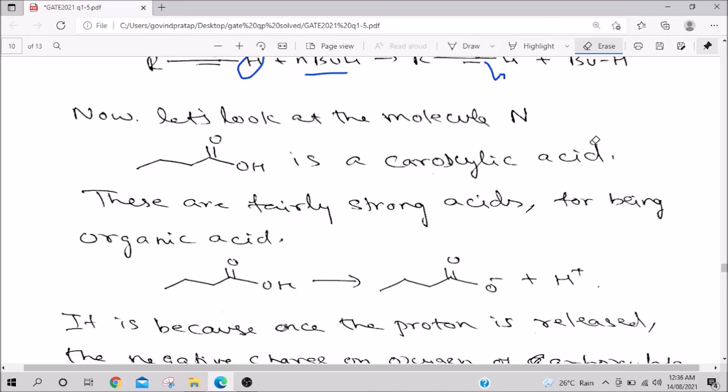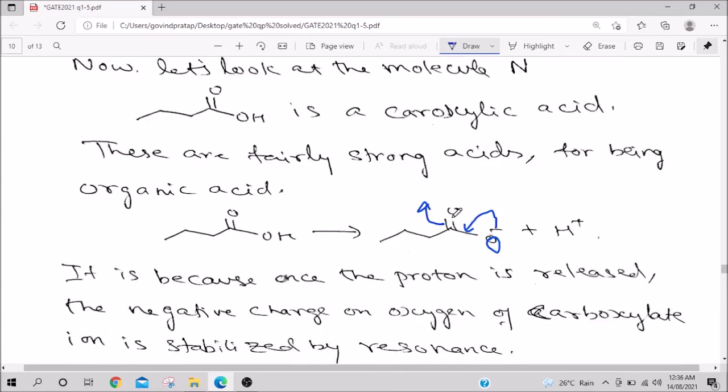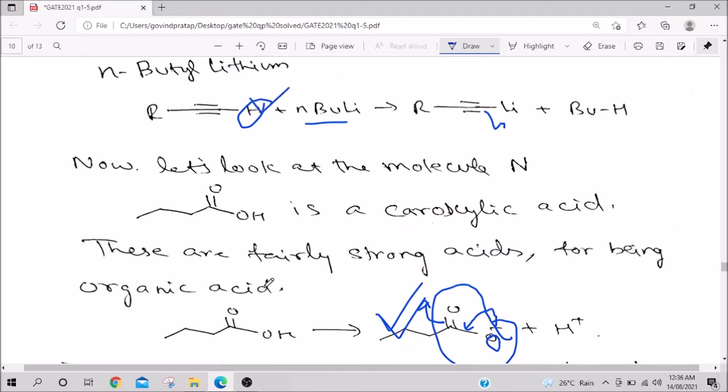Why? Because once the proton is lost, you get a negative charge on oxygen. Oxygen, first off, is electronegative, so it can stabilize the negative charge. Apart from that, it will conjugate with the neighboring C double bond O. So this bond comes here, this goes up, and you get a negative charge on this. So the negative charge is stabilized between two electronegative oxygen atoms, so it becomes half and half. Oxygen will any day stabilize much more than carbon, because oxygen is very electronegative, and therefore it is a fairly strong acid. So definitely I can say the alkyne is a weaker acid than the carboxylic acid.